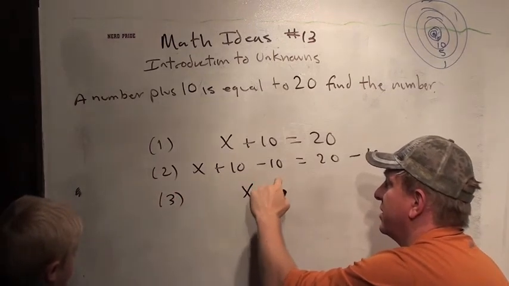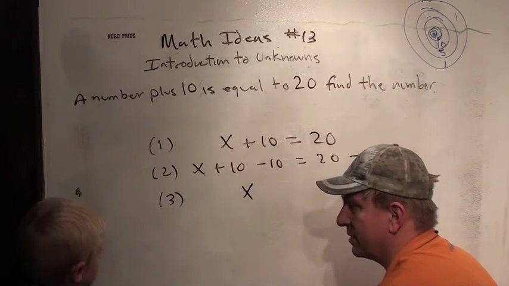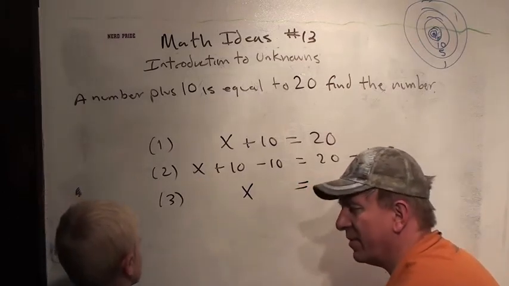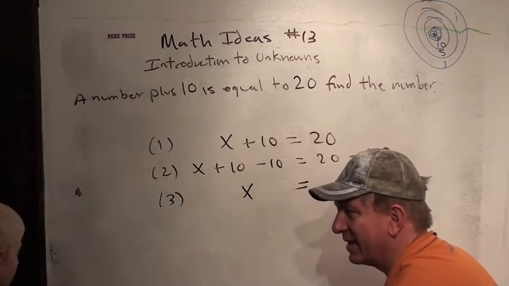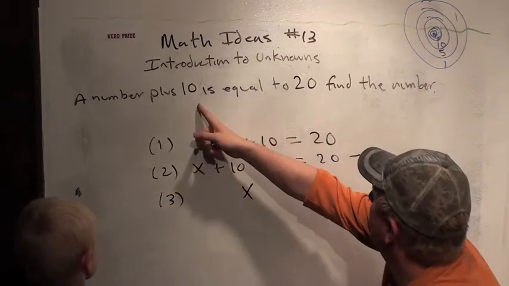X plus 10 minus 10 is just x, because 10 minus 10 is 0. Right? Because the x stays around. And this equals 20 minus 10. What is 20 minus 10? 10. So let's check if this is right. Does 10 plus 10 equal 20?